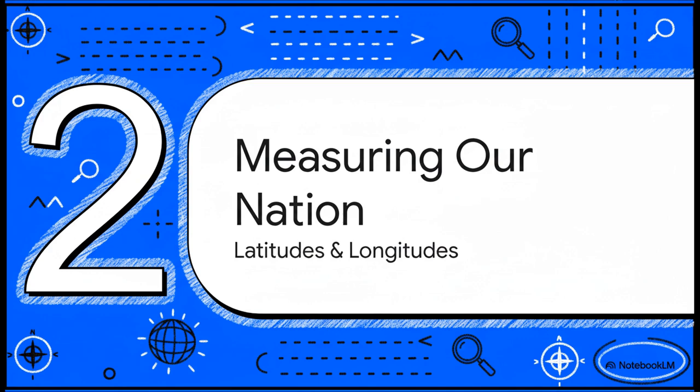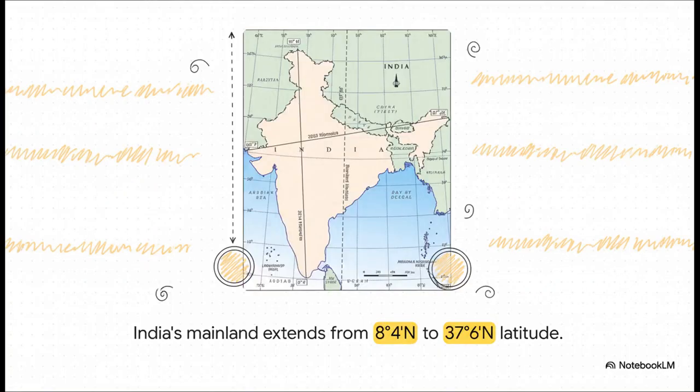All right, now that we know the general location, let's get a bit more precise. In part 2, we will measure our nation's extent. Just think of latitudes and longitudes as the Earth's address lines, which help us define the exact boundaries of any country. First, let's look at the latitudes. Remember, these are the horizontal lines, the sleeping lines, on the globe. As you can see on this map, the Indian mainland stretches from 8 degrees 4 minutes north in the south right up to 37 degrees 6 minutes north in the Himalayas.